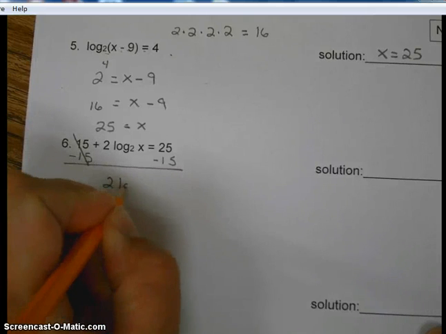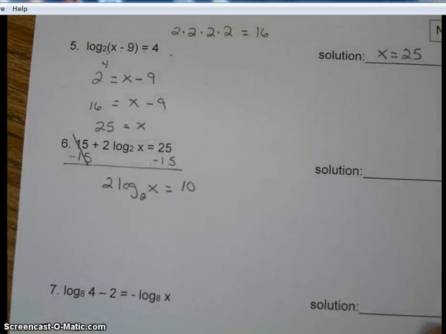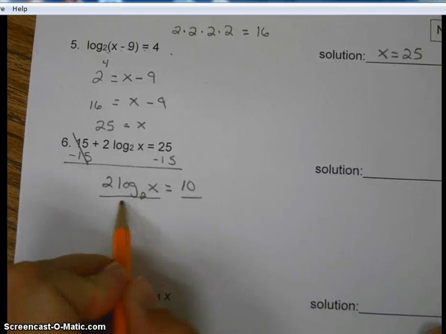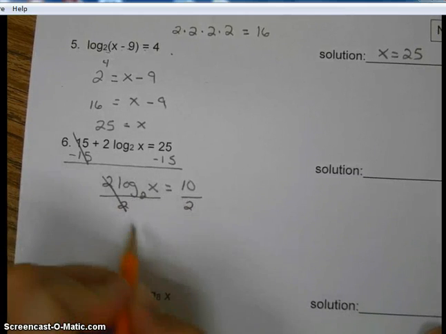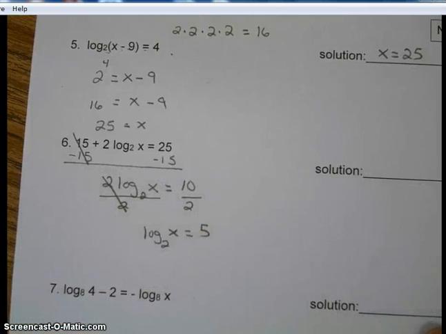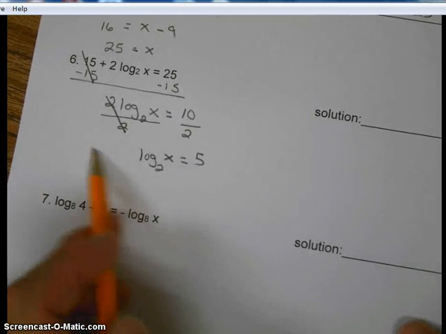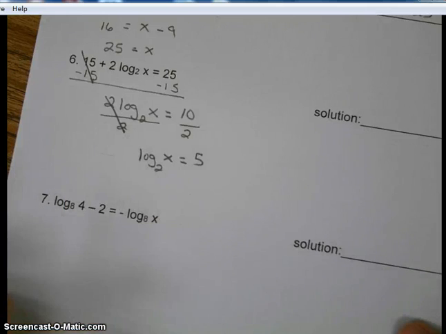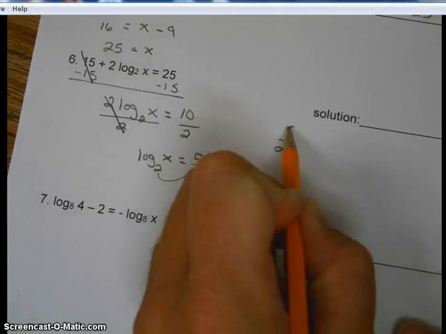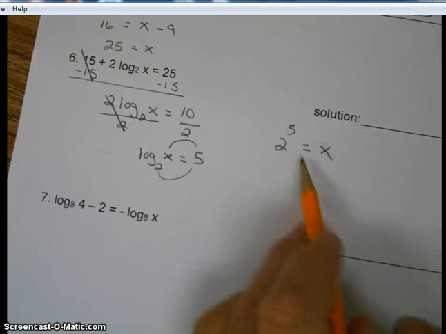So let's see what we have. Okay, then we're going to undo this multiplication with division. All right, now we have it in the form so that we can change it to exponential. There's nothing being added or multiplied or anything over here. So 2 raised to the 5th equals x. And that's going to give us 32.